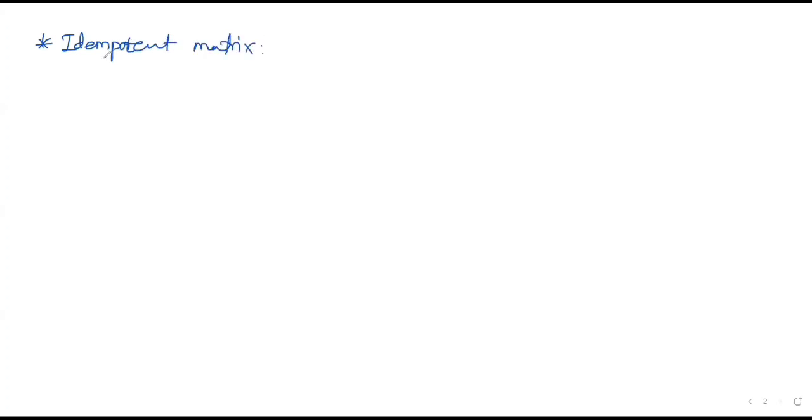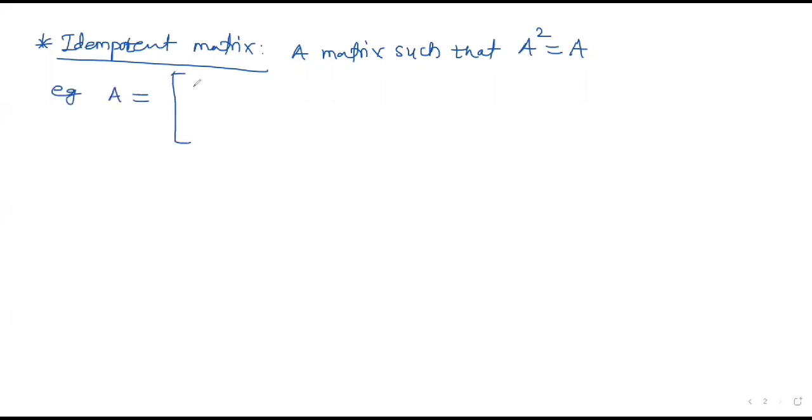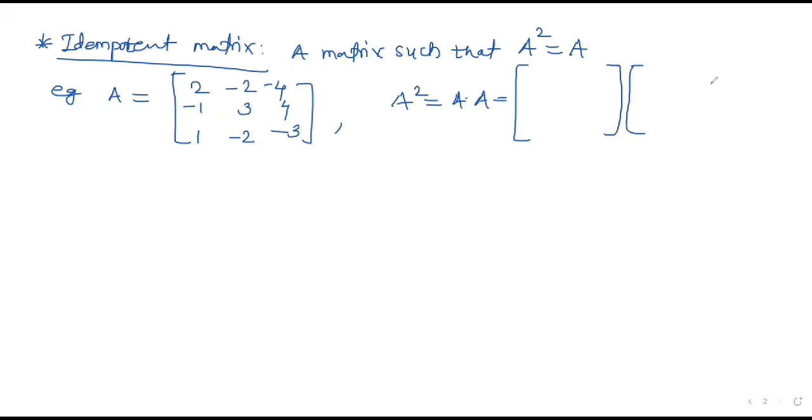Idempotent matrix. Now, what do you mean? A matrix such that A square is equal to A is called an idempotent matrix. For example, A is the matrix with rows 2, minus 2, minus 4; minus 1, 3, 4; 1, minus 2, minus 3. If you find A square, that is multiplying A with A, you get the same matrix. A matrix ko A matrix se hi agar aap multiply karte ho aur agar aapko original matrix milta hai.